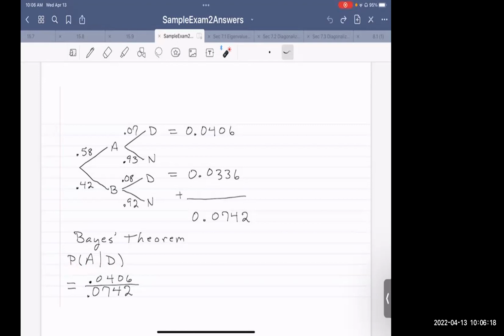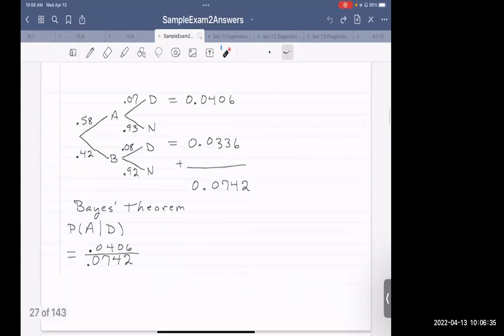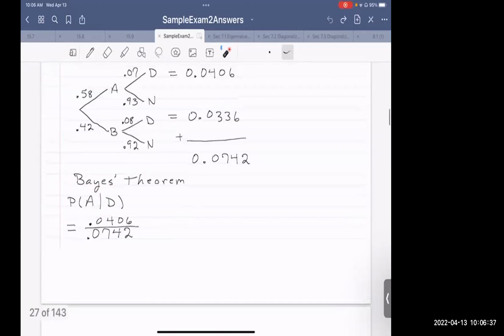And so I want to find the probability of A given D. Well, I can find the probability that it is defective, given that it's from store A. But if I know that it's defective, I don't know if it's from store A or store B. Therefore, I have to use Bayes' theorem. And so I want to look at all those that are defective.